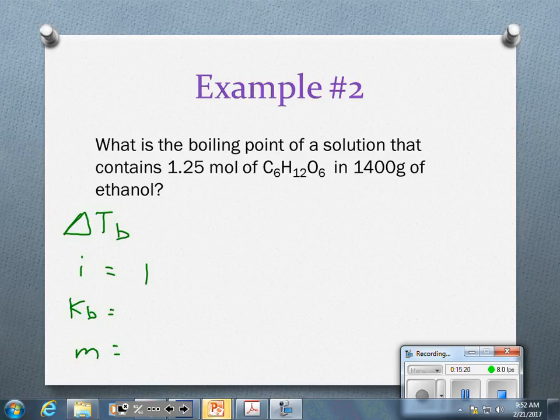Okay? What is the K sub B for ethanol? 1.22 degrees Celsius per molal. What I would like for you to do as your homework, as well as watching the pre-lab video, is do this problem. Calculate this problem as homework.